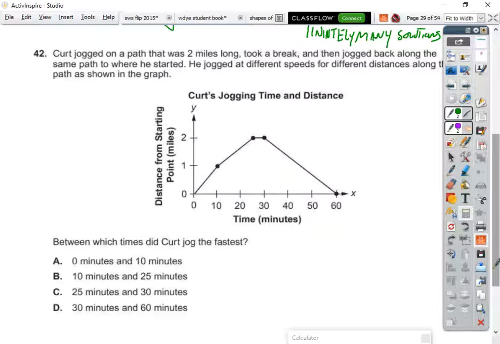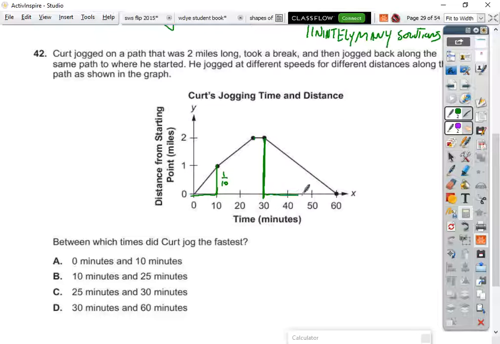Well, that's asking for our slope. And remember, it's distance from starting point. So in terms of speed, we don't care if it's a negative or a positive slope. We just want the quickest. So right here, he went 1 mile in 10 minutes. Oh my goodness. It's painful to think that someone ran 1 mile in 10 minutes. So his slope here is 1 over 10. We know that this cannot be right because it has a more shallow slope than this one, so let's not even bother with this. Here is his break time, no slope.